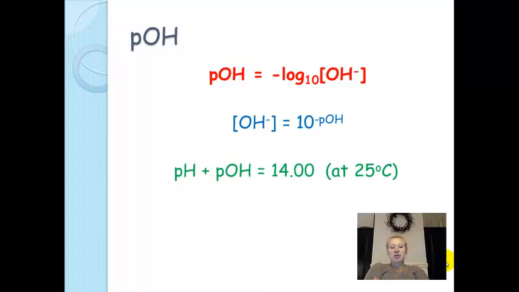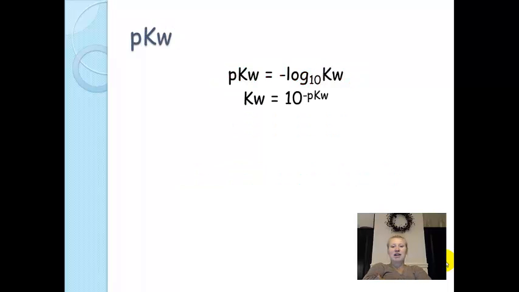Conveniently, the pH plus the pOH in a solution at 25 degrees is equal to 14, similar to Kw. And last but not least, we have more P's. We have the pKw. So if the pKw is equal to the negative log of Kw, then Kw is equal to 10 to the negative pKw. And we'll see where this comes into play a little bit later on.